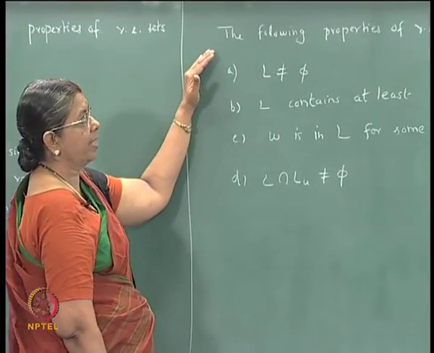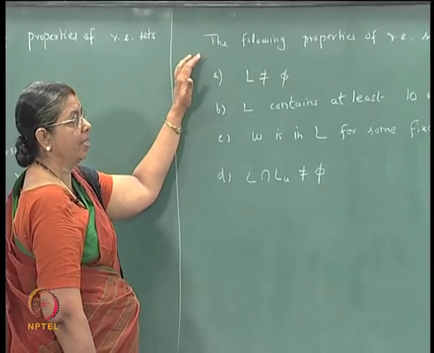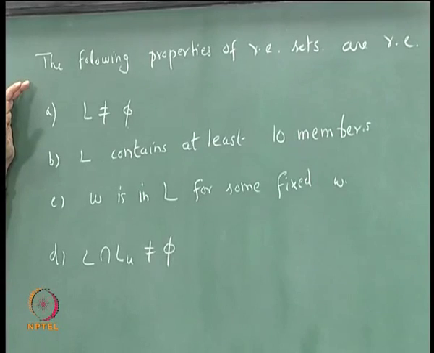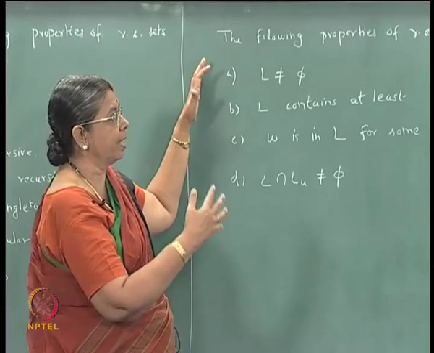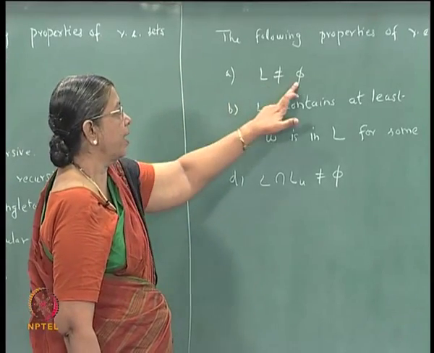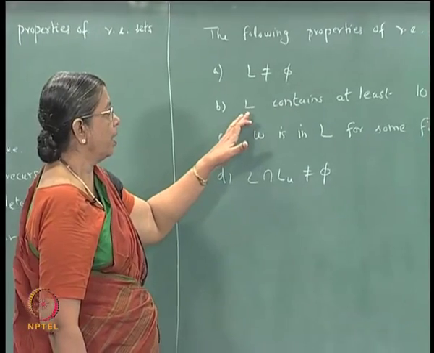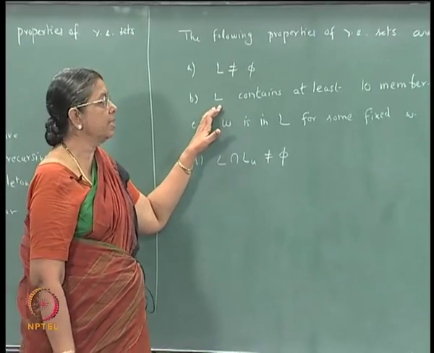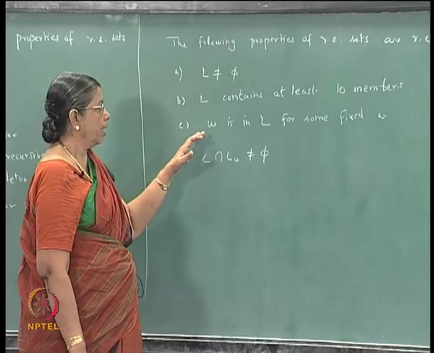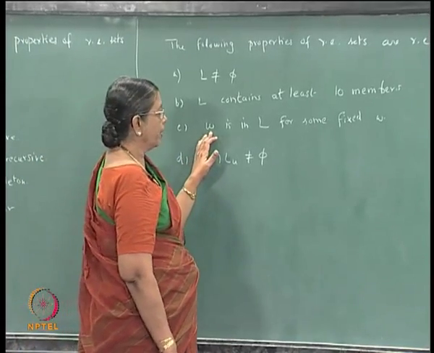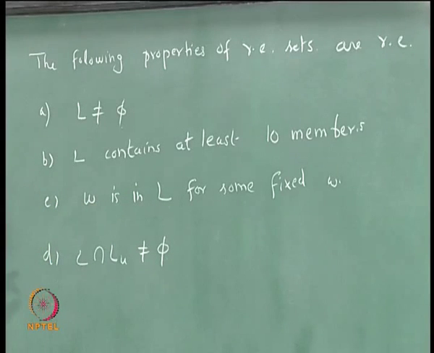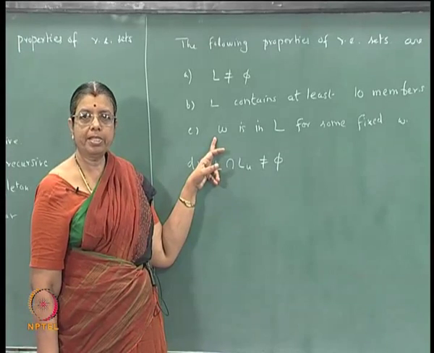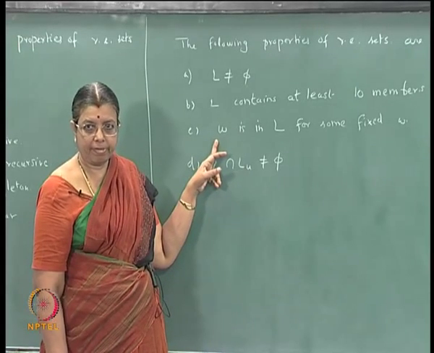These properties of recursively enumerable sets are not decidable, but the corresponding languages are recursively enumerable, they fall within recursively enumerable. They are not recursive, but recursively enumerable. Is L non-empty, or does L contain at least 10 members? Is W in L for some fixed W? This is the membership problem. Membership problem for Turing machines is recursively enumerable but not recursive.